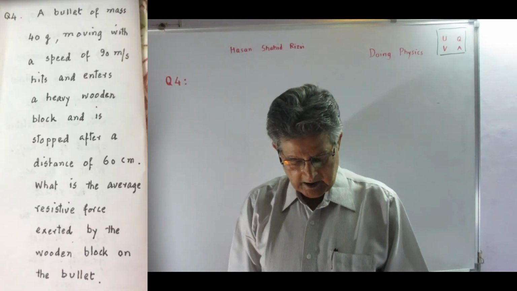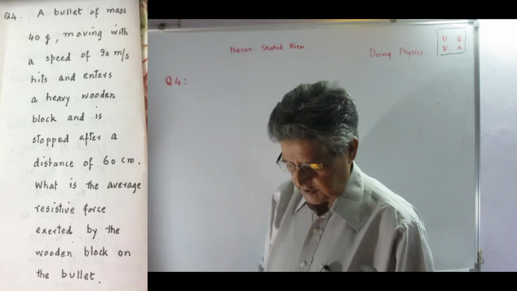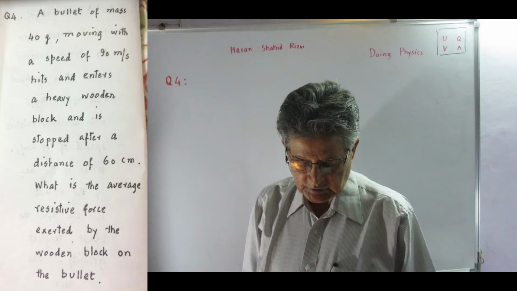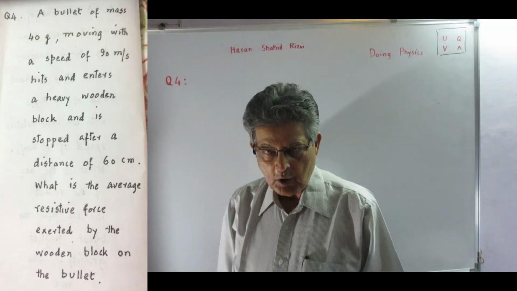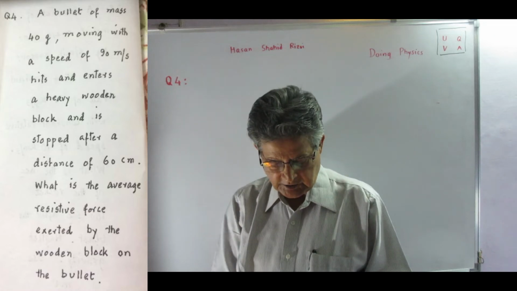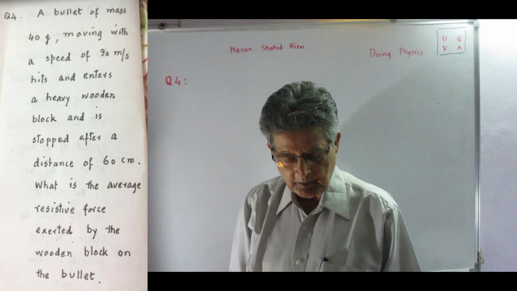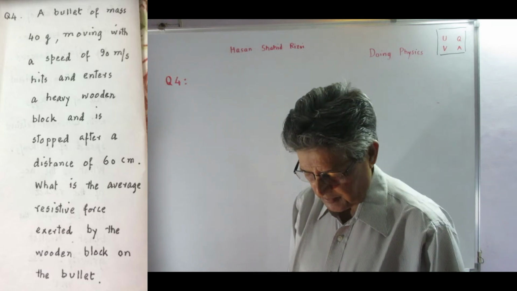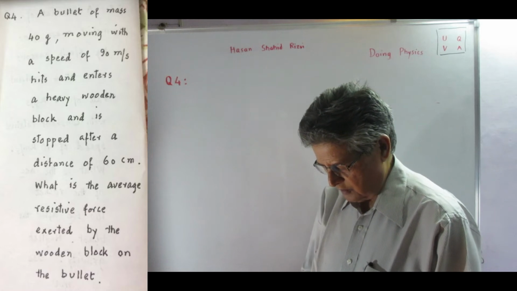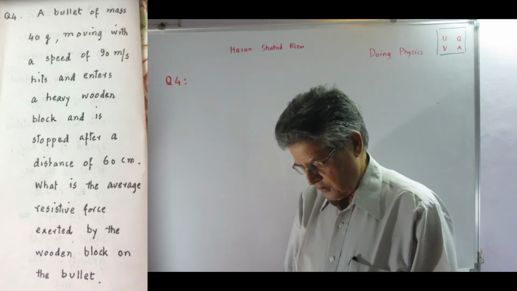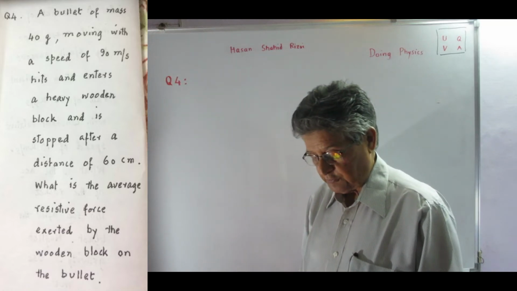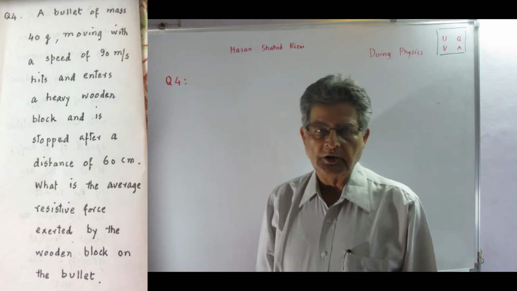Question number 4 is appearing here on your screen, which I read for you. A bullet of mass 40 grams moving with a speed of 90 meters per second hits and enters a heavy wooden block and is stopped after a distance of 60 centimeters. It goes inside the wooden block and is stopped after it pierces. What is the average resistive force exerted by the wooden block on the bullet?